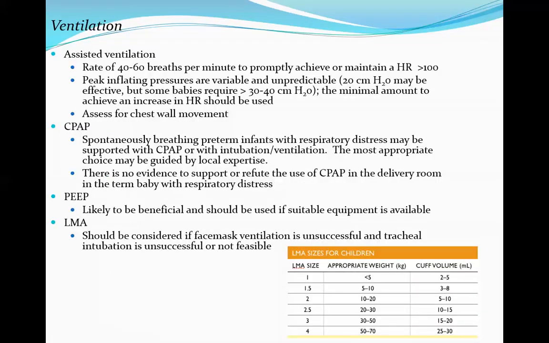The next slide talks about ventilation. For assisted ventilation, you want a goal rate of 40 to 60 breaths per minute to promptly achieve or maintain a heart rate of greater than 100. Peak inflating pressures are variable and unpredictable in this population. 20 centimeters of water may be effective, but some babies may require greater than 30 to 40 centimeters of water.